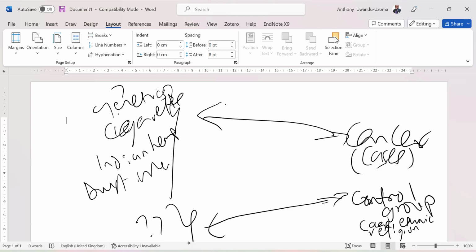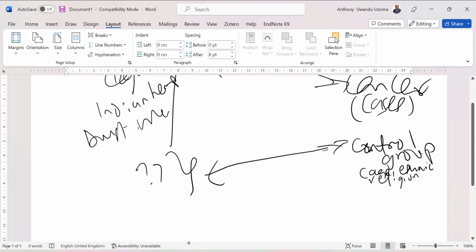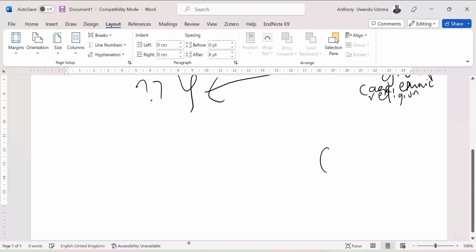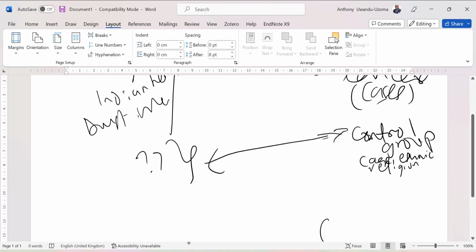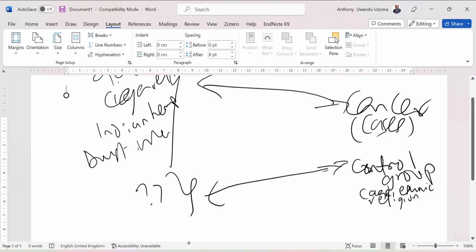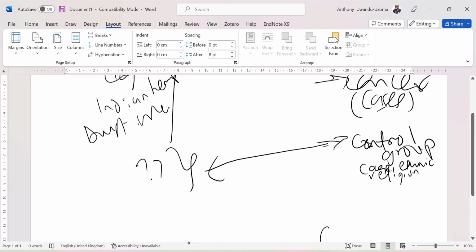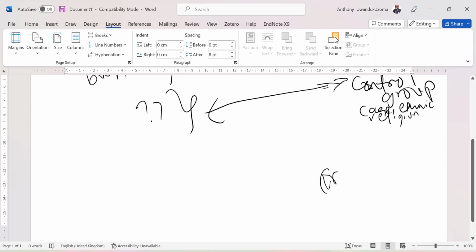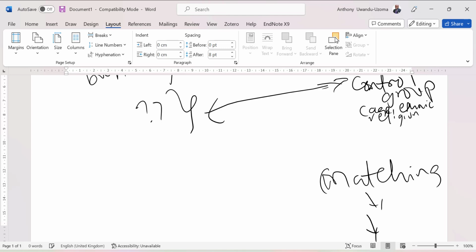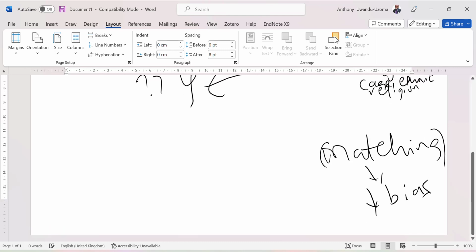So the process of making sure that the control group is similar to the case group as much as possible is called matching. Okay, it is called matching. The process whereby you ensure that the control group in a case control study is as much similar to the cases apart from the disease. That is called matching. All right. And the purpose of matching is to what? Reduce bias. All right, bias in case control studies. So matching is one of the techniques of reducing bias.